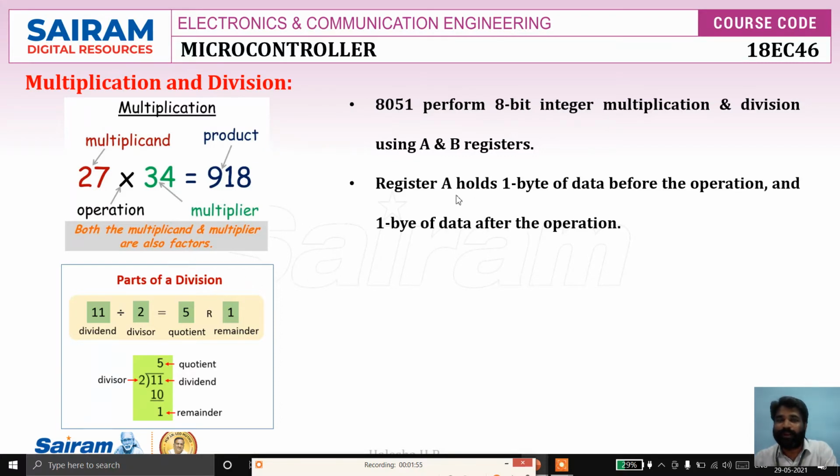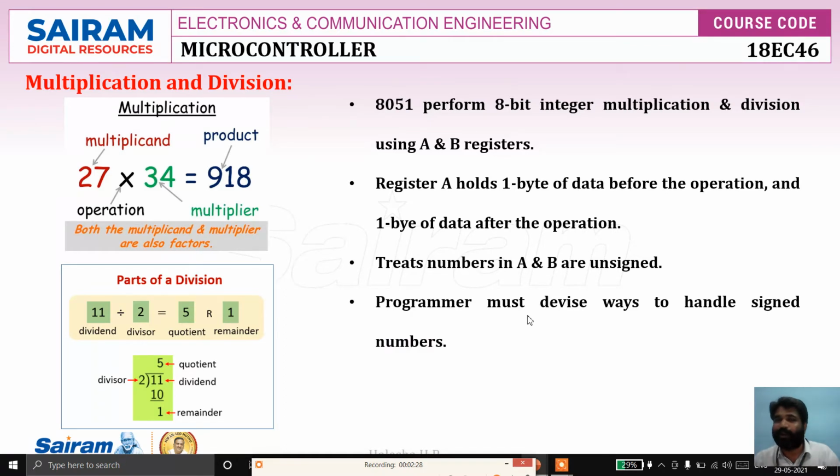Register A holds 1 byte of data before the operation and 1 byte of data after the operation. That means in multiplication it holds the low byte of the result. In division it holds the quotient after the operation. Again, B register holds 1 byte before the operation and 1 byte after the operation. After the division operation, B register holds the remainder. It treats the numbers in A and B as unsigned, and the programmer must devise ways to handle signed numbers.